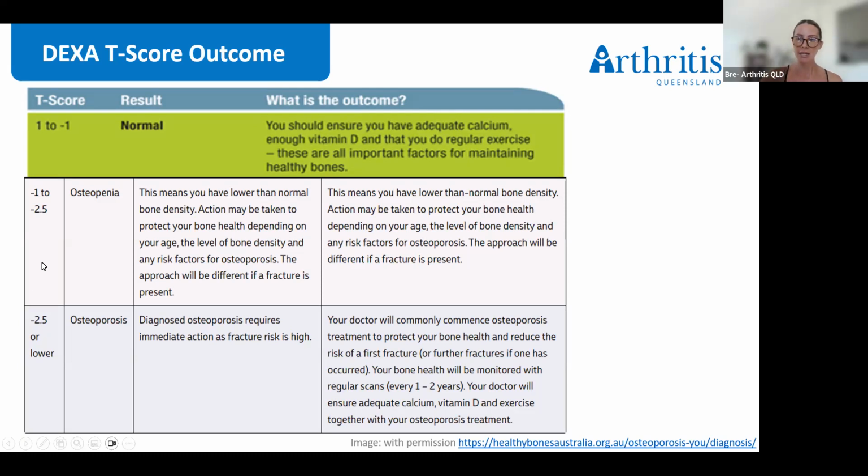And then the next one, if you score -2.5 or lower, that does mean osteoporosis and the fracture risk is really high. Your doctor will start treatment with medicines and make sure your vitamin D and calcium levels are adequate. There'll be follow-up tests to monitor your bone health and treatment.